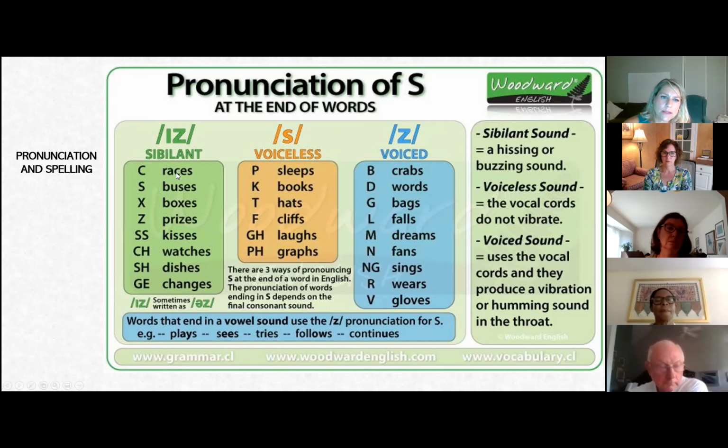These are actually the S sound, the X sound, the Z sound, the CH sound, and the SH sound. So anytime you have one of these sounds, you're going to get the extra syllable. So races, buses, boxes. We do this because it's hard to say, and I can't just go straight into one of these sounds that is very hissy without making an extra syllable, okay?